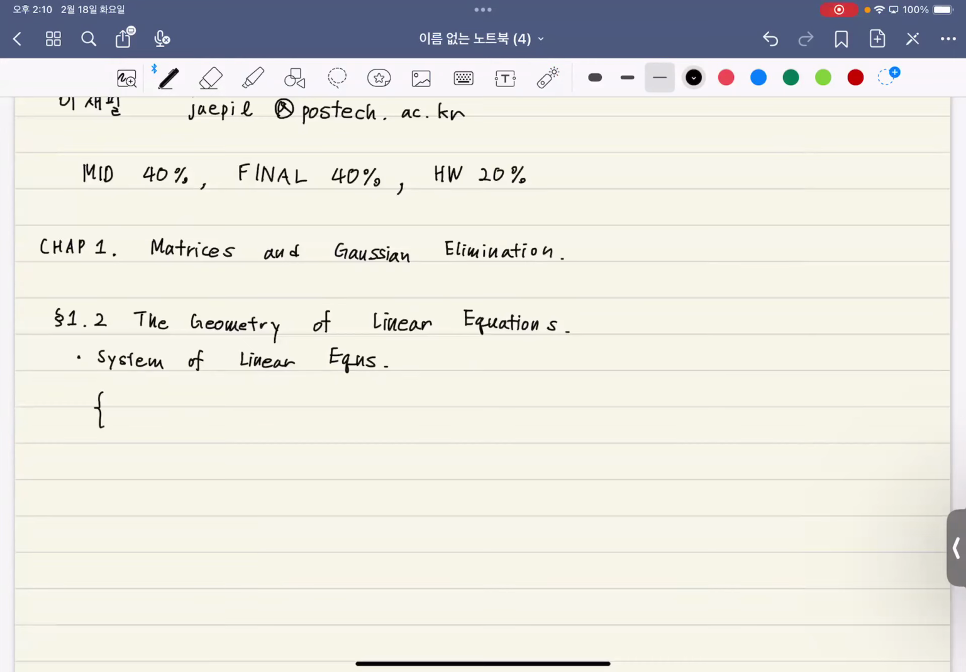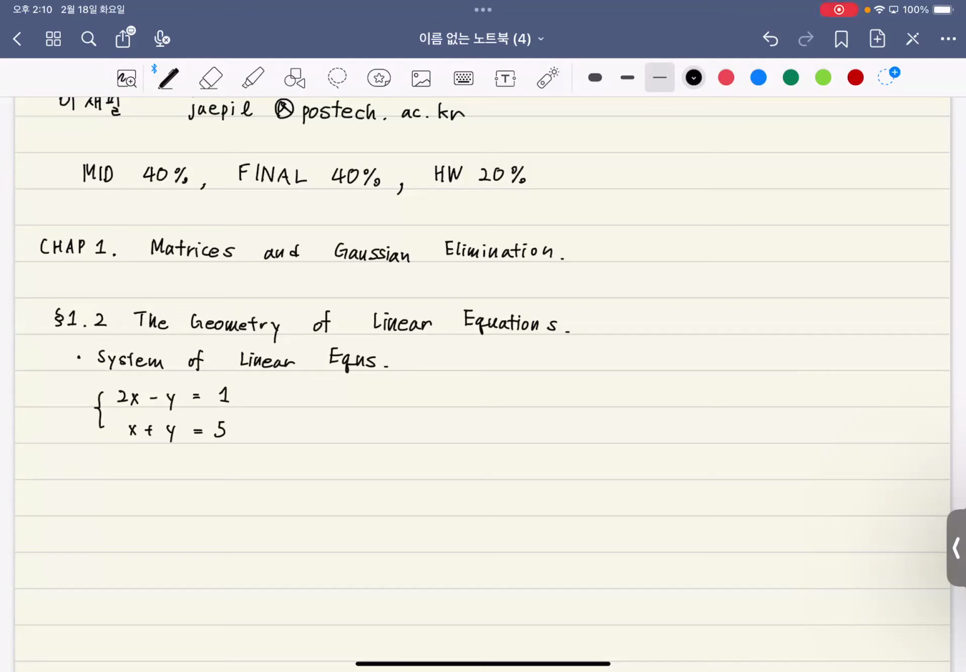So I will begin from a very silly example. Suppose that you have encountered such a system of linear equations. I guess you guys have done this. I think you're pretty good at solving this question. Well, better than me.